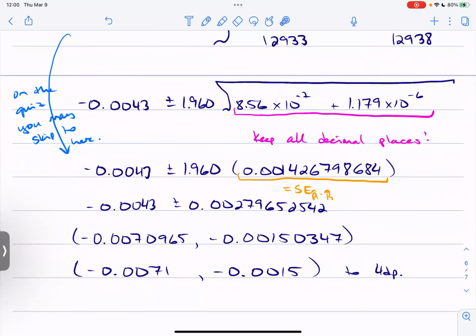Let me do one of them. Sorry. Negative 0.0043 minus 0.02796522542. Close enough to the negative 3.123. Looks correct to me. It was just a typo here. I was missing a 0. And then I am assuming the other one is okay as well.